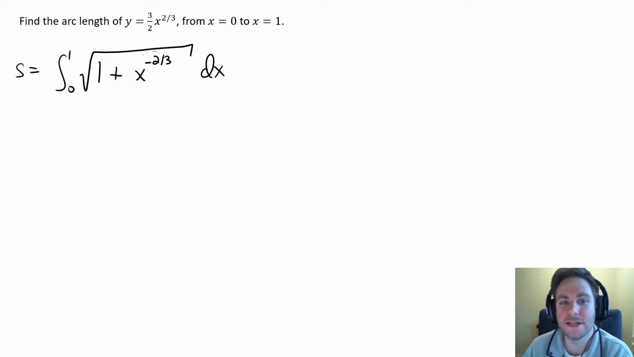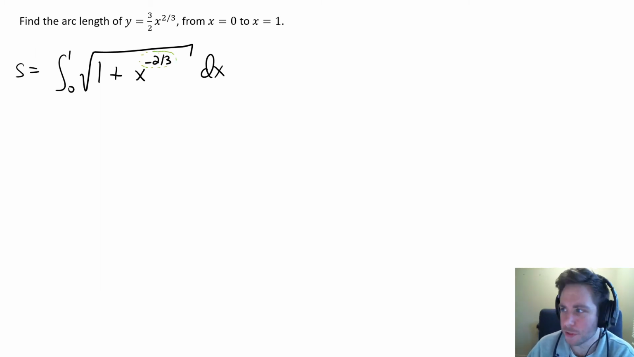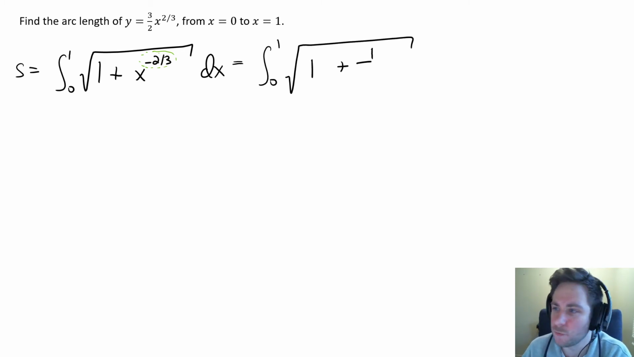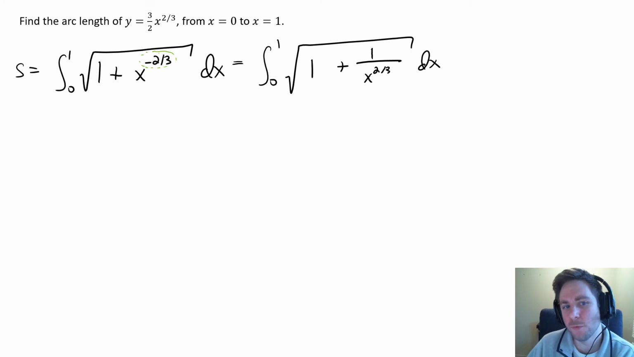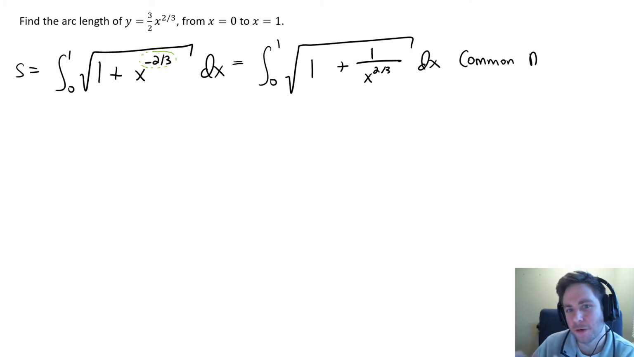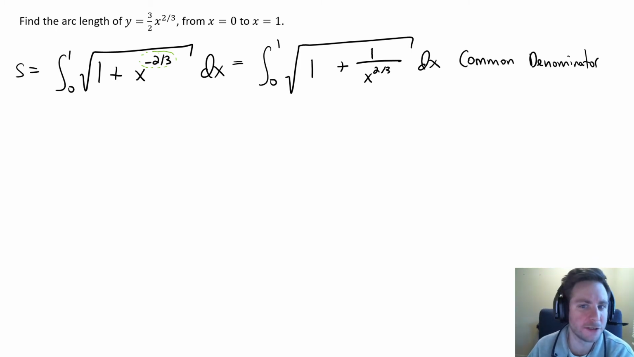First, notice that this negative exponent indicates the existence of a denominator, so more specifically, this can be written as 1 over x to the 2/3. And now I wouldn't normally advocate for common denominators when finding integrals, but it can be useful to do that when you're working under a square root. Let's try it out and see why that is.